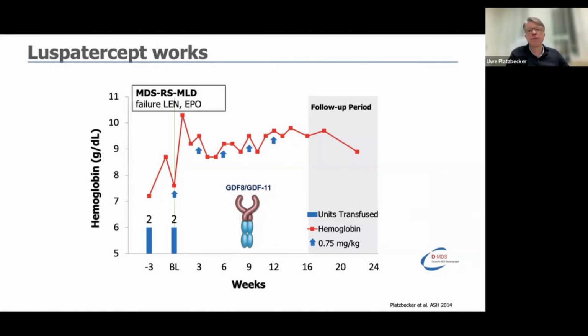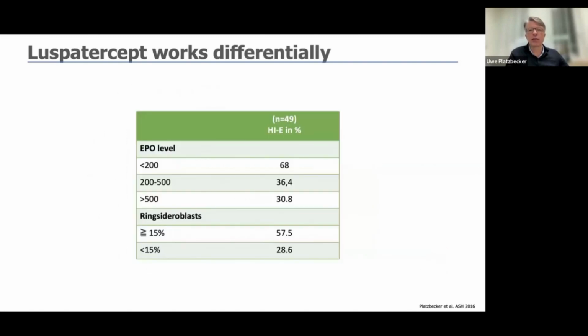non-ring sideroblastic. And this is one of the first, I would say, index patients which we reported at ASH 2014, a patient with MDS-RS-MLD, failure to LEN and EPO, transfusion dependent, and you see the patient achieved a steep increase of hemoglobin levels and then continued to be transfusion independent. So this, I think, was one of the first patients where we started to believe that this drug may be a game changer in low-risk MDS patients.